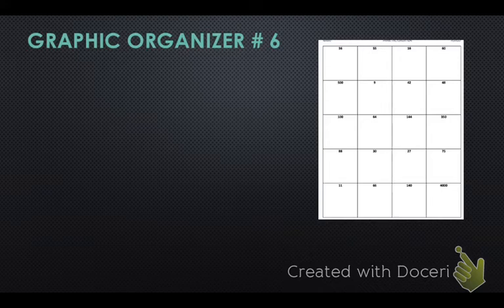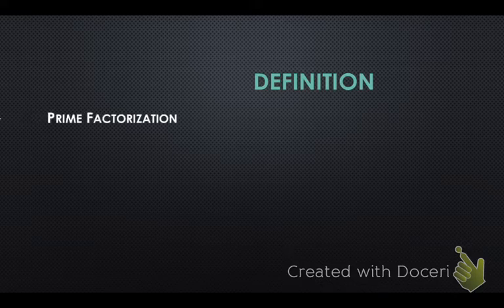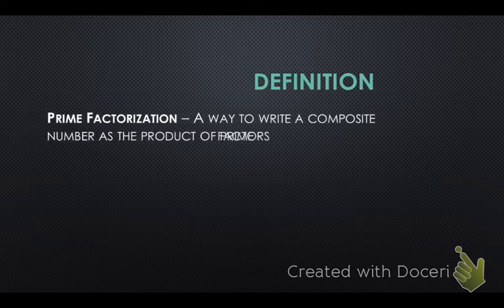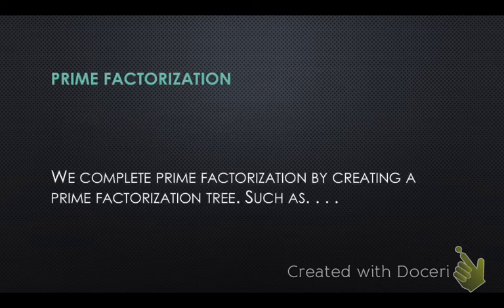All right, so prime factorization, what in the world is it? Well, it's very simple. It's just a way to write a composite number as a product of prime factors. If you remember the word product, it means multiplying. So basically, you're going to take a number and reduce it down to small numbers that are all prime, and you'd multiply those prime numbers together to get the other one.